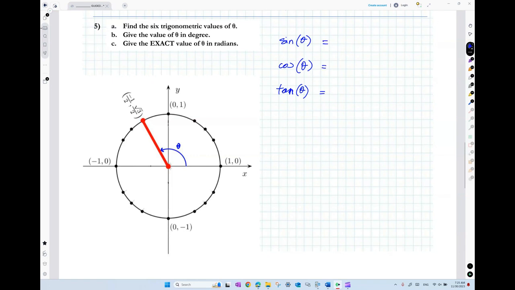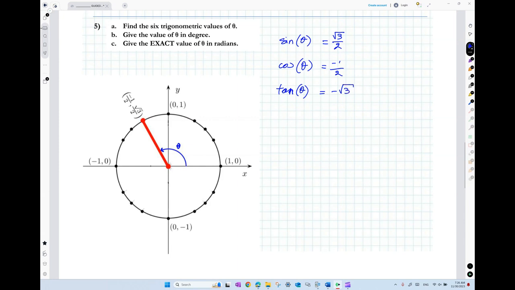Sine and cosine are respectively the y-coordinate and the x-coordinate. So the y-coordinate is square root of 3 over 2. The x-coordinate is negative 1 over 2. And therefore, the tangent, if I perform the fraction of sine over cosine, would be negative square root of 3.